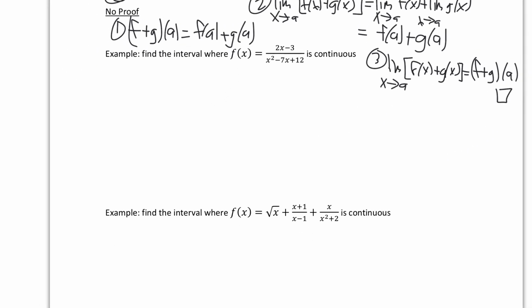So let's go ahead and find the interval where f of x is continuous. So here's our function. And what we're going to do is look for where it's defined, because this is a rational function. So it should be continuous on the whole domain, wherever it is defined. So let's go ahead and try to find the domain.